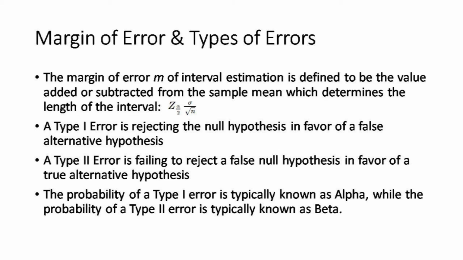Suppose we want to construct the interval estimate for mu. Then, using the margin of error and the sample mean x bar, our lower confidence limit will be x bar minus z 1 minus alpha by 2 into sigma by root n, and the upper confidence limit will be x bar plus z 1 minus alpha by 2 into sigma by root n.